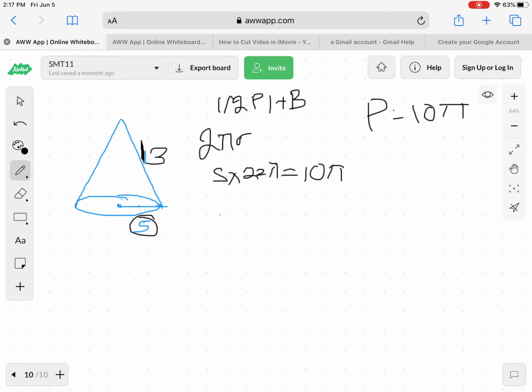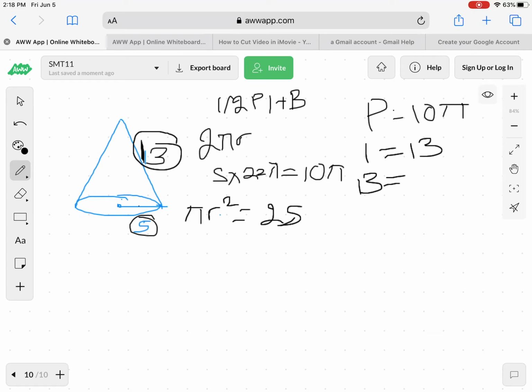Now, our slant length given to us right here is 13. So L equals 13. And our base area would be pi r squared. So if we substitute this, the radius is 5, and 5 squared is 25, so we get 25 pi. So now we have to, again, plug it into the formula.